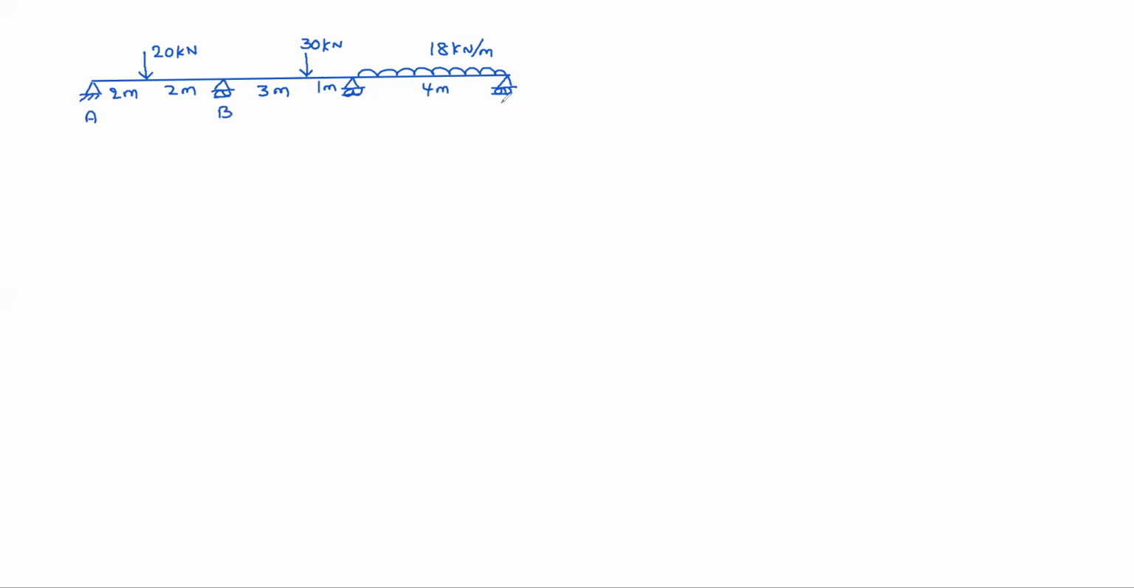Suppose you have 3 spans like this. Let us assume it is a central point load, an eccentric point load, and a UDL: 20 kilonewtons, 30 kilonewtons, 18 kilonewton per meter, with spans of 2 meters, 2 meter, 3 meter, 1 meter, 4 meter. A, B, C, D.